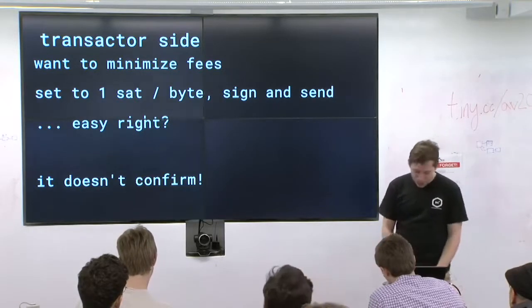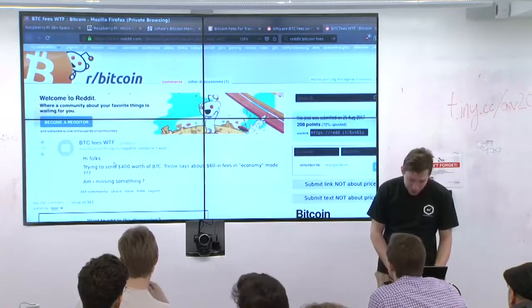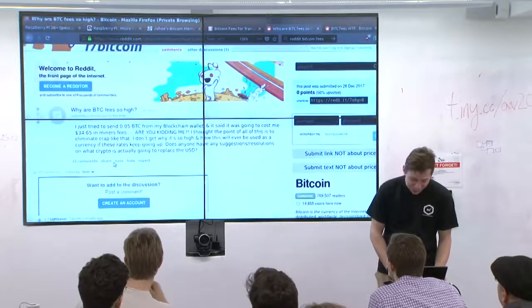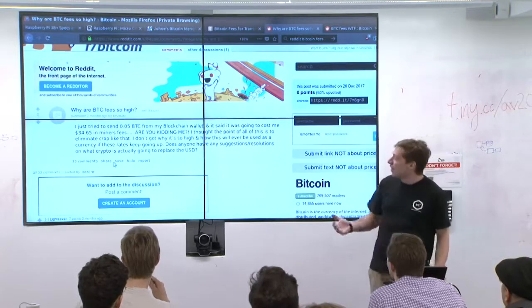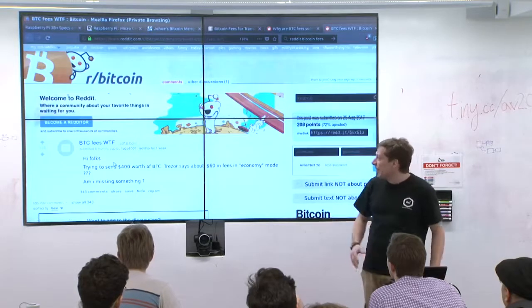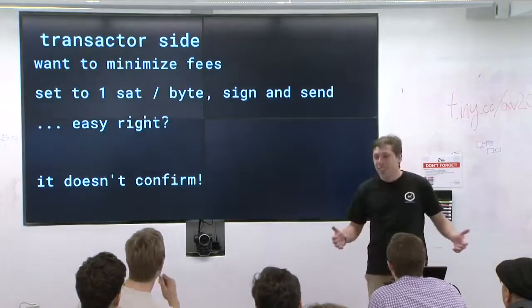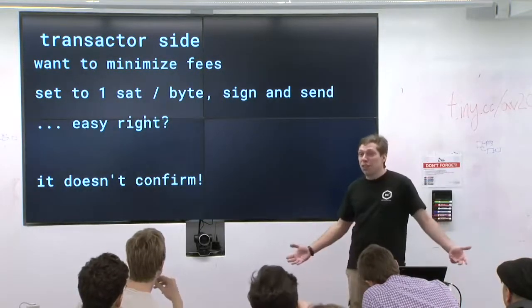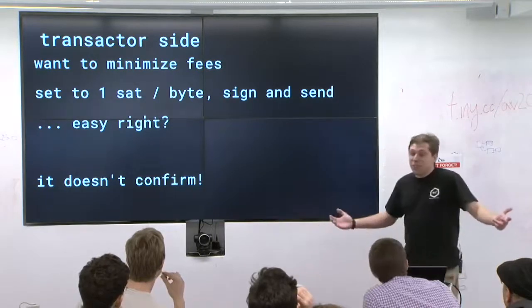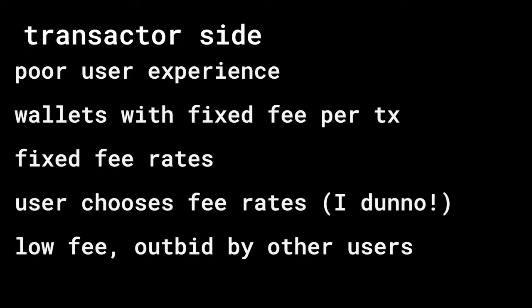What the heck? On Reddit, BTC fees, WTF, like, why are BTC fees so high? There's constant people complaining like, what the heck? Are you kidding me? Trezor says 50 fees. Am I missing something? People get mad. Then there's also, I made a transaction last week. It hasn't confirmed. Bitcoin doesn't work. Bitcoin sucks. I hate this thing. So huge UI problem. Really poor user experience.